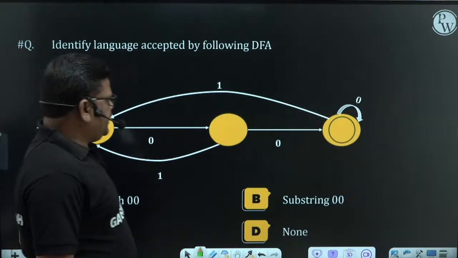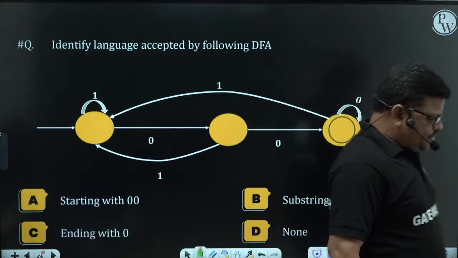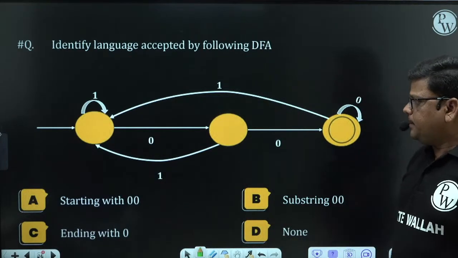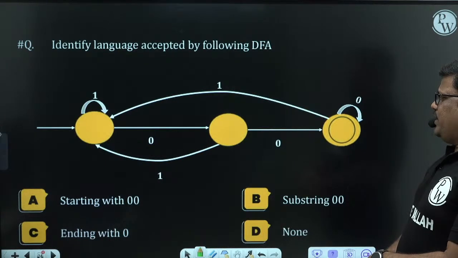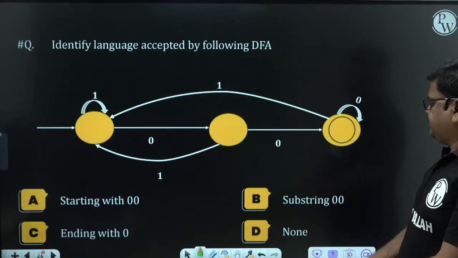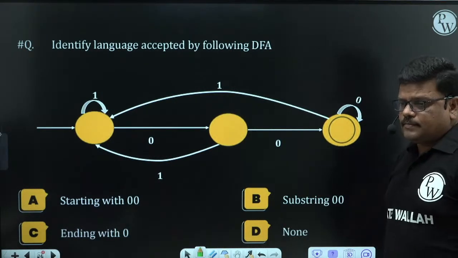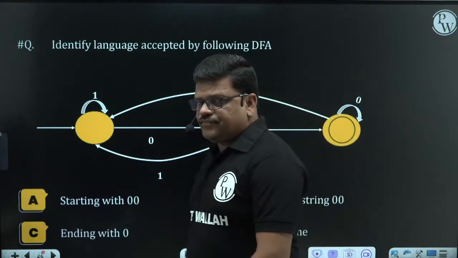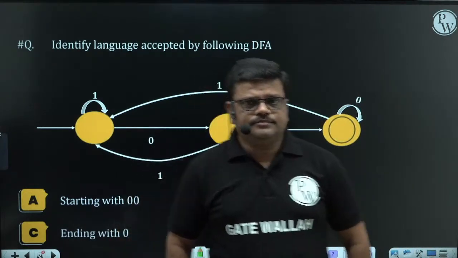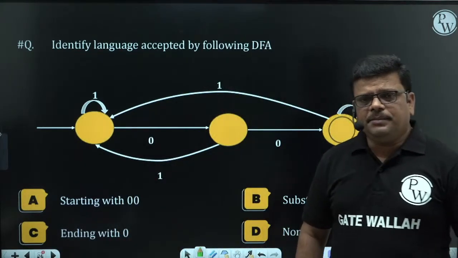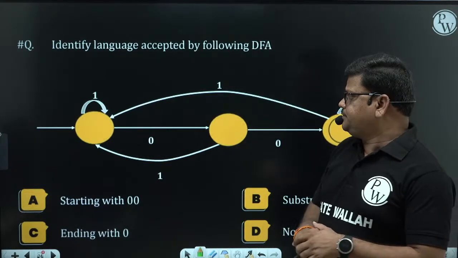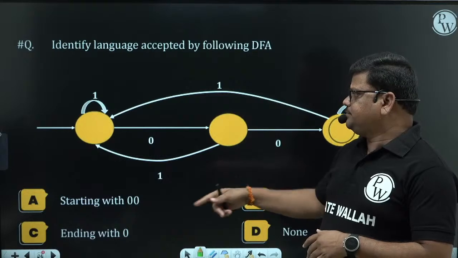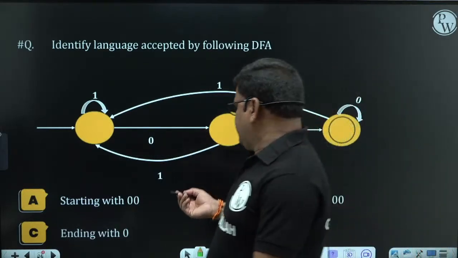In a similar way, we got one more question in one year's GATE paper. First, find out whether it is a valid DFA or not. Is it a valid DFA or not? DFA means from every state, for every symbol, a transition should exist. Here 3 states are there. I can name these states as well.